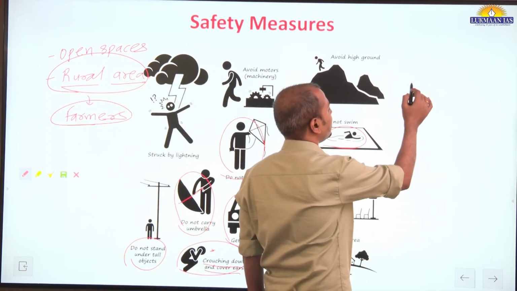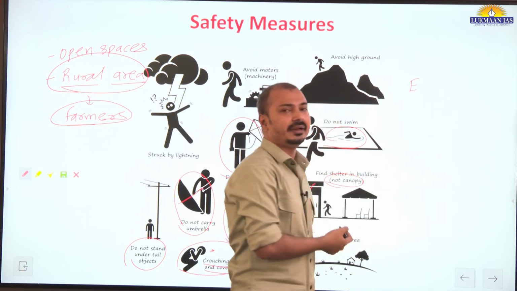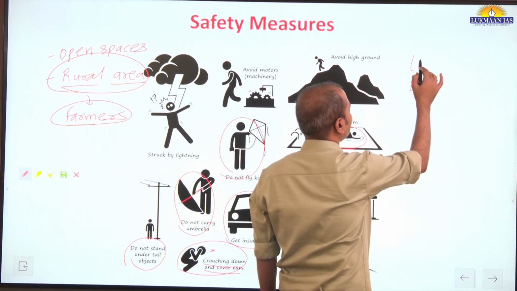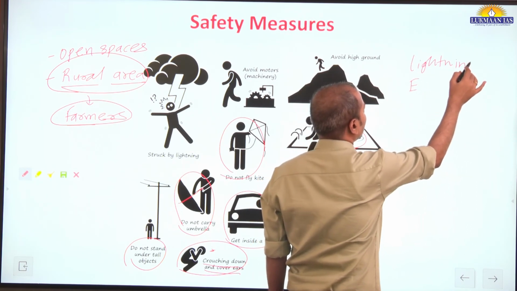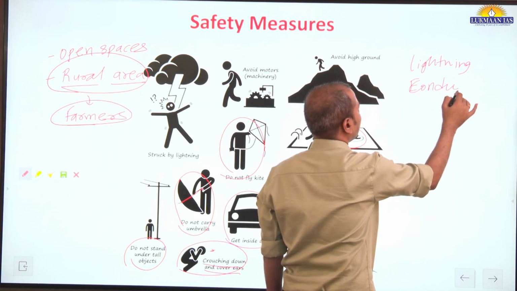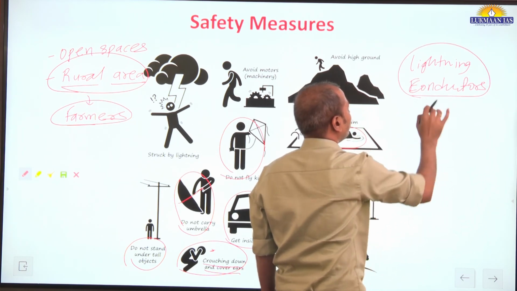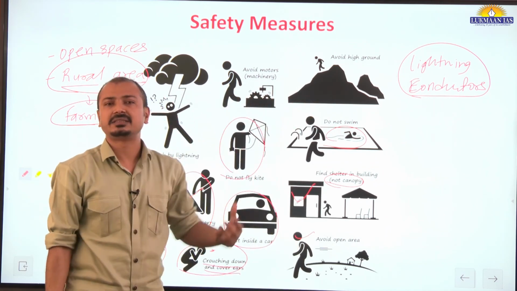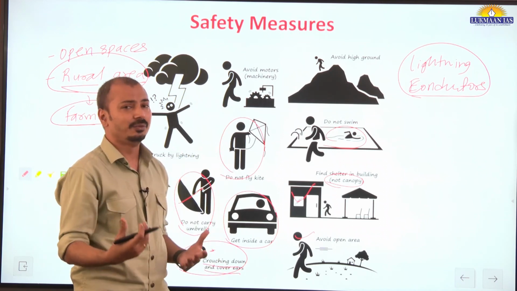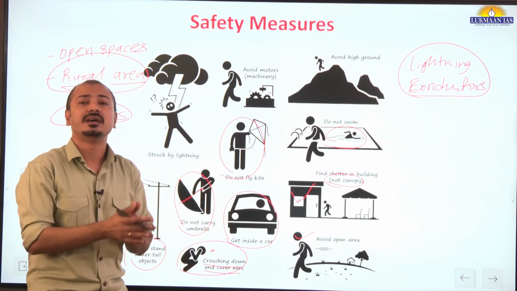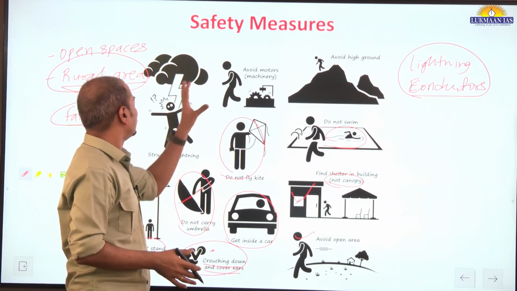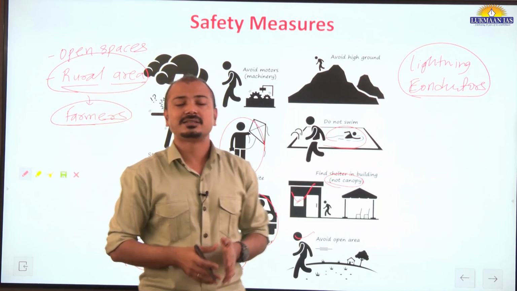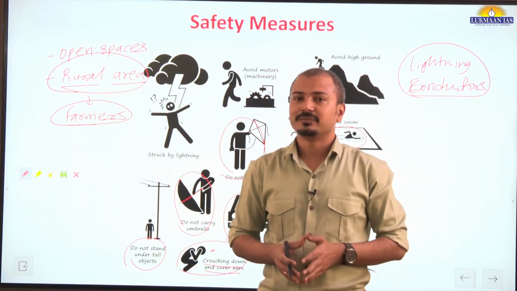Some safety measures are already implemented in the majority of buildings, like the lightning conductor in most buildings. When lightning strikes the building, this lightning conductor carries the discharge, that current, into the ground directly without affecting the appliances in the building. Okay, so simply you should know what safety measures need to be taken when there is thunderstorm and lightning. Fine? Okay, thank you.